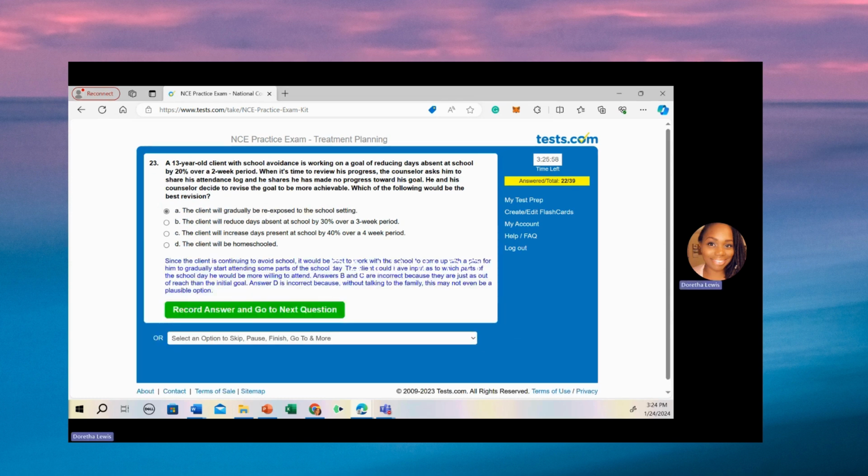Since the client is continuing to avoid school, it would be best to work with the school to come up with a plan for him to gradually start attending some parts of the school day. The client could have input into which parts of the school day he would be willing to attend. Answers B and C are incorrect because they are just as out of reach as the initial goal. And answer D is incorrect because without talking to the family, this may not even be a plausible option.